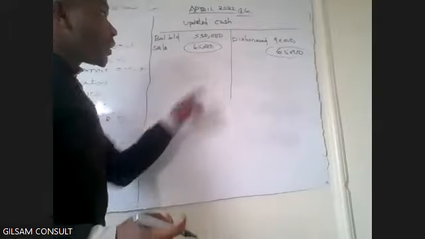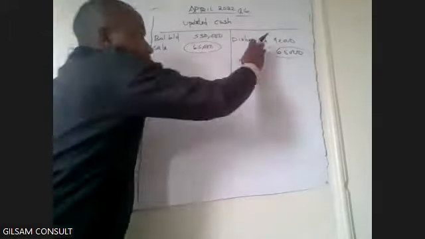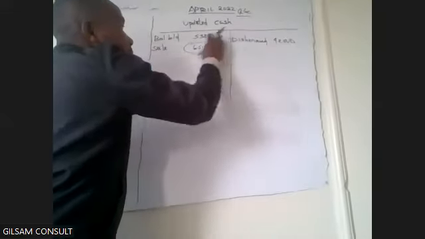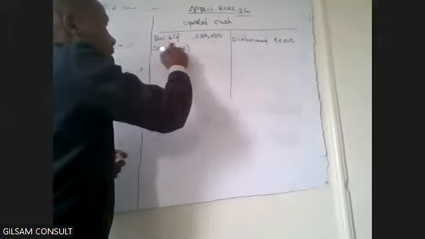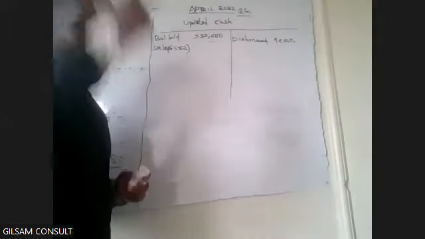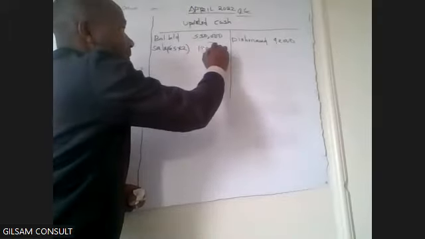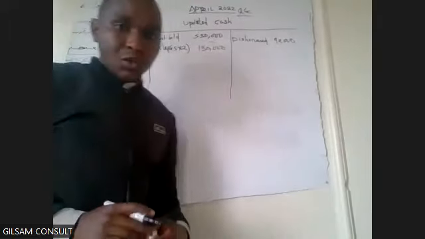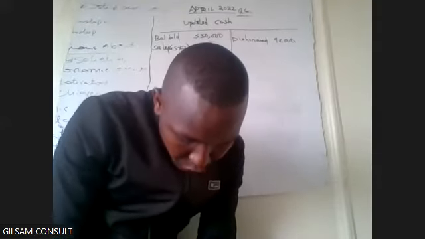So we need to debit the double figure of 65,000. 65,000 times 2 is 130,000. So we will debit 130,000 here. Correct that error.